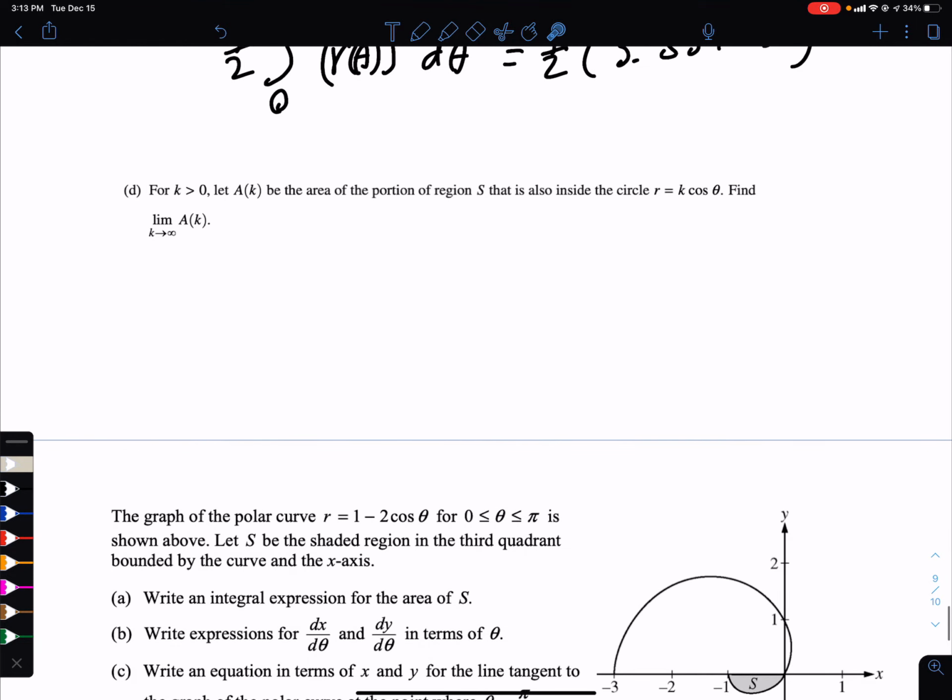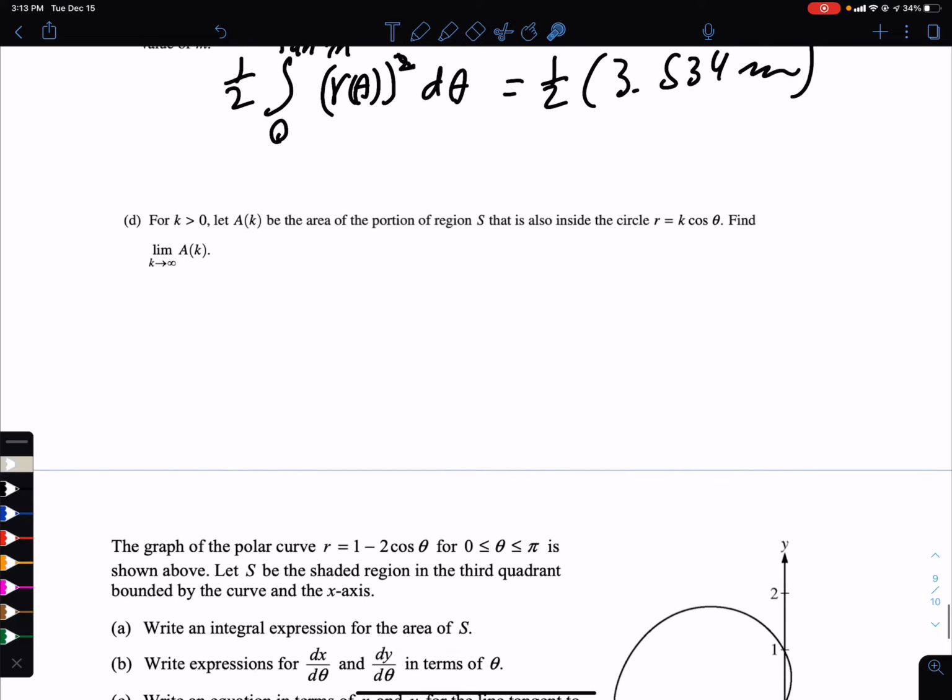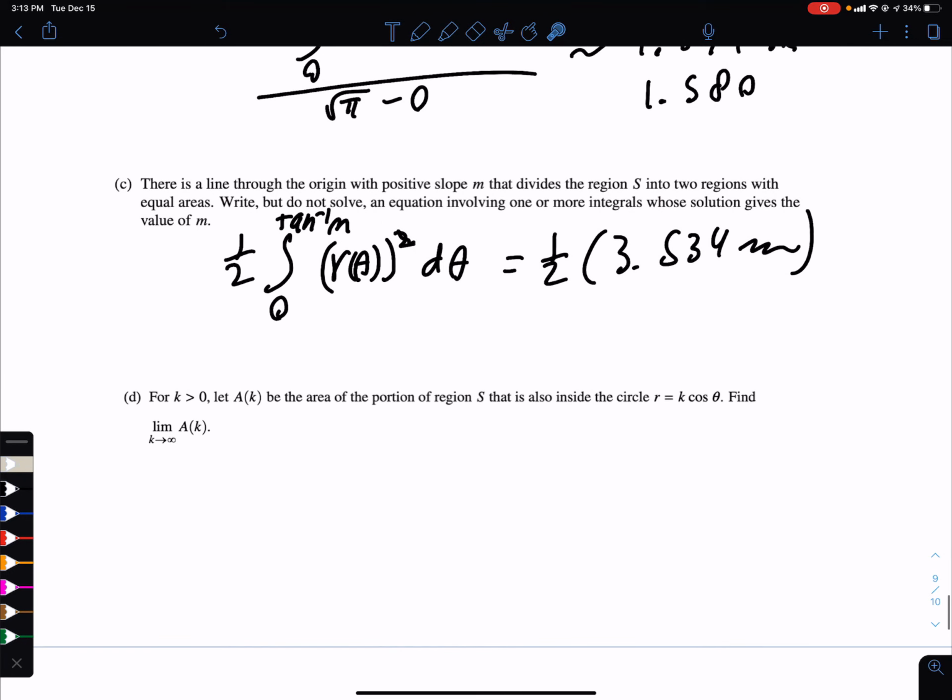Part D, for k greater than 0, let a sub k be the area of the portion of the region S that is inside the circle r equals k cosine theta. Find the limit as k approaches infinity of a sub k. So we're going to have a circle.